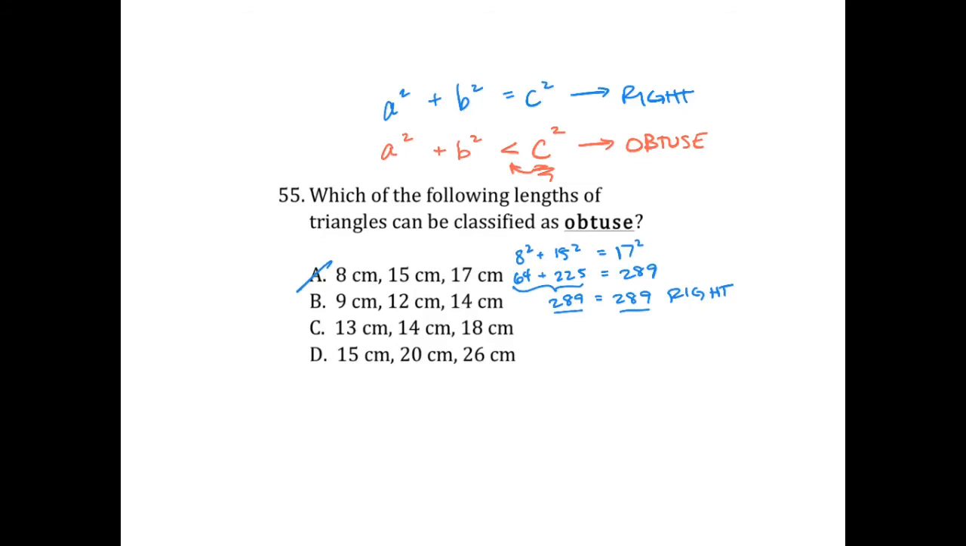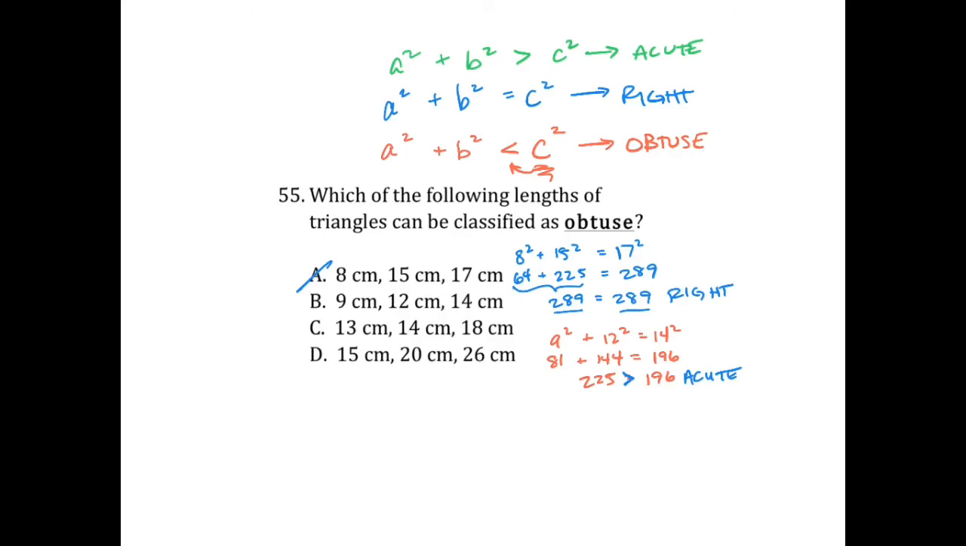Let's try B. Let's try 9 squared plus 12 squared equals 14 squared. Alrighty, and I got 81 plus 144, which is 225, and 196. And I know they're not equal, so it's not a right triangle, but the C squared wasn't big enough, so that would be an acute triangle, because the A squared plus B squared was the bigger part. So I'll write that up here. A squared plus B squared, if that's bigger, then your C squared is too small. So that's an acute triangle.